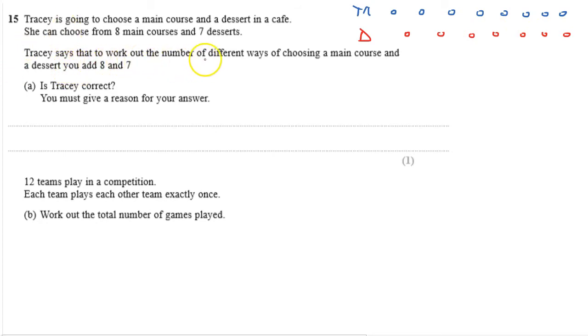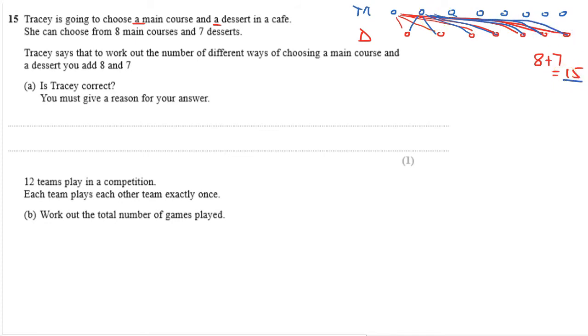Tracy says that to work out the number of different ways of choosing a main course and a dessert, you just add. The combinations will be 8 plus 7, that is 15 ways. Is she correct? Let us see. She has to choose a main course and a dessert, just 1 and 1. So the combinations are 1, 2, 3, 4, 5, 6, 7, then 8, 9, 10, 11, 12, 13, 14.